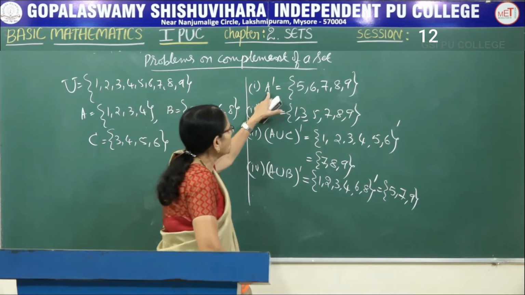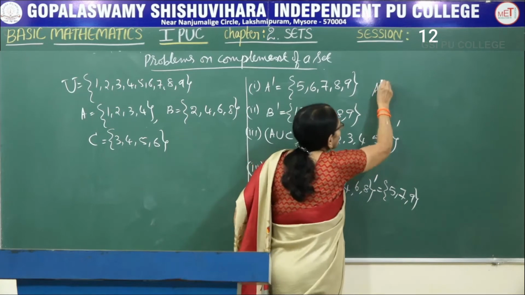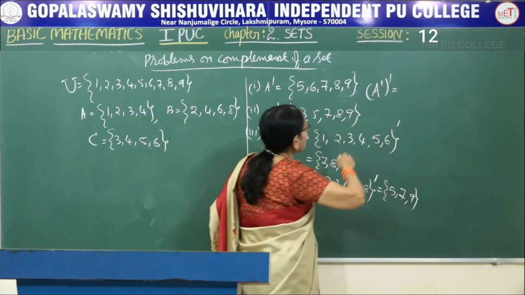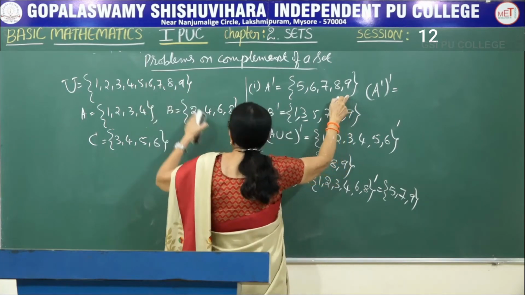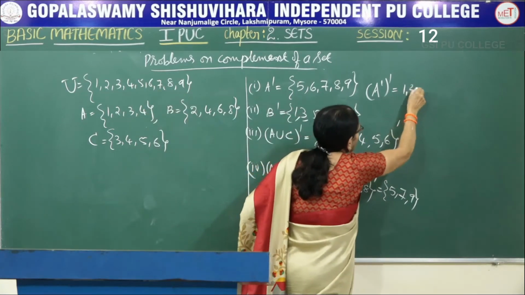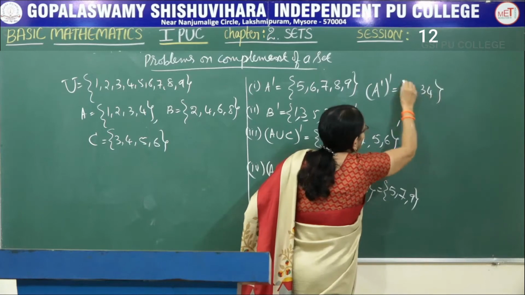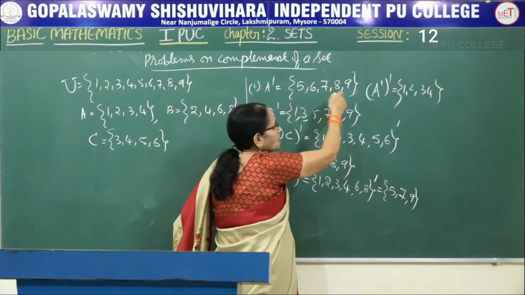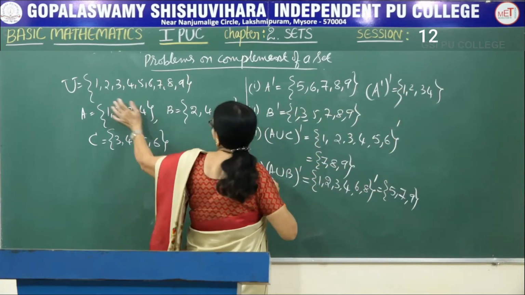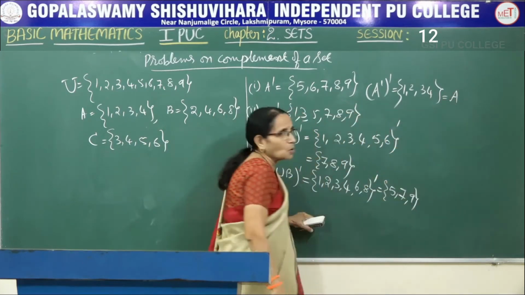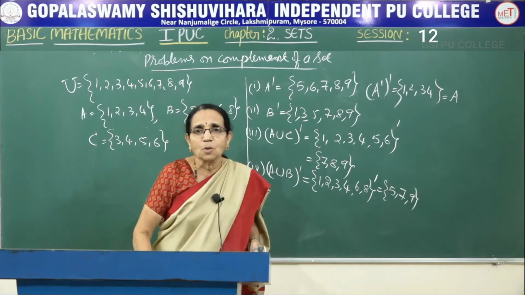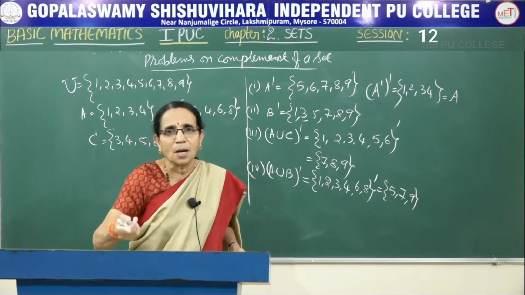Look at this one, A dash is already there. Suppose you take the complement of this one, 5, 6, 7, 8, 9. Then omitting these elements, now what would be remaining there? It is 1, 2, 3, 4. A dash is already there, I am taking the complement. It is 1, 2, 3, 4. What is 1, 2, 3, 4? It is nothing but A only. So they may ask you like this, show that A dash dash equal to A.